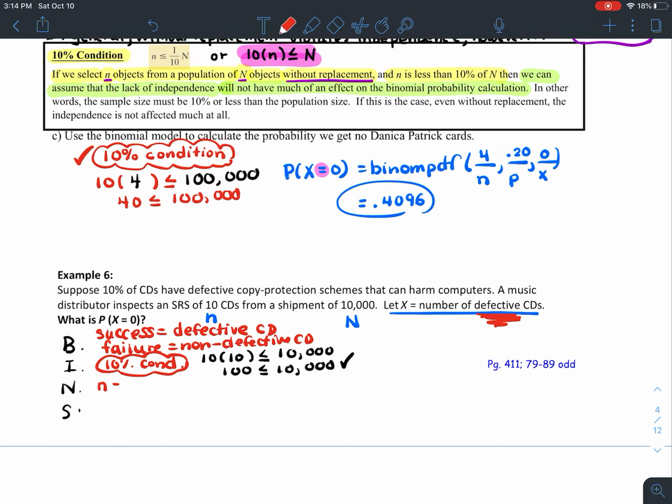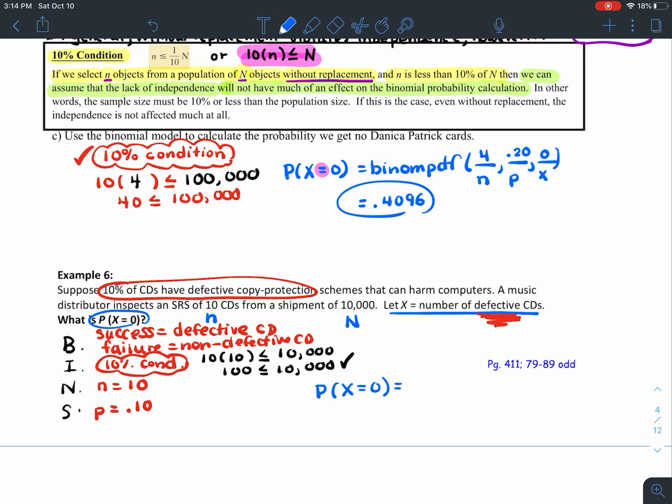The number of trials, that's the number in the sample, is 10, and the probability of getting a defective CD, I told you up here, 10% of the CDs are defective, so that's 0.10. So I can go ahead and move through here and find the probability that there are no defective CDs at all in this particular sample.